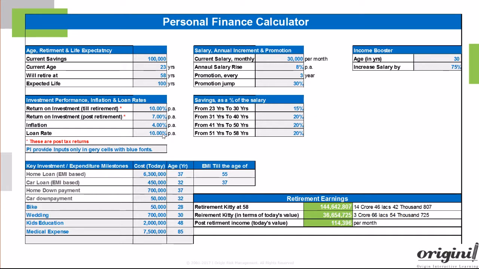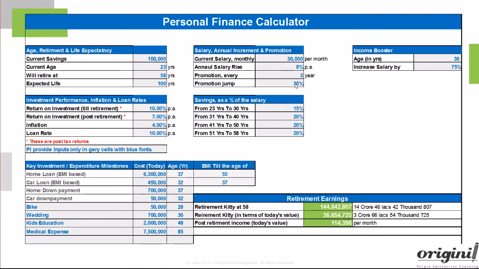If you go to the right, there is an area called income booster. If you get married in future and if the spouse is working, then your combined income will rise. This area allows you to specify the age at which this may happen and the extent by which the income will grow at that point in time. We have assumed that one will get married at 30 and the combined income will go up by 75%. Post this age, the combined income will rise based on the assumptions of annual growth and promotion specified here.